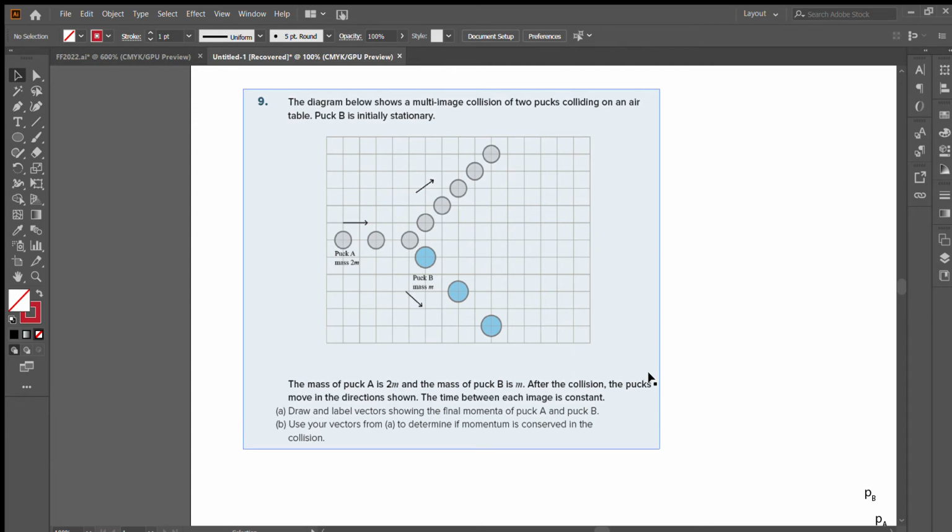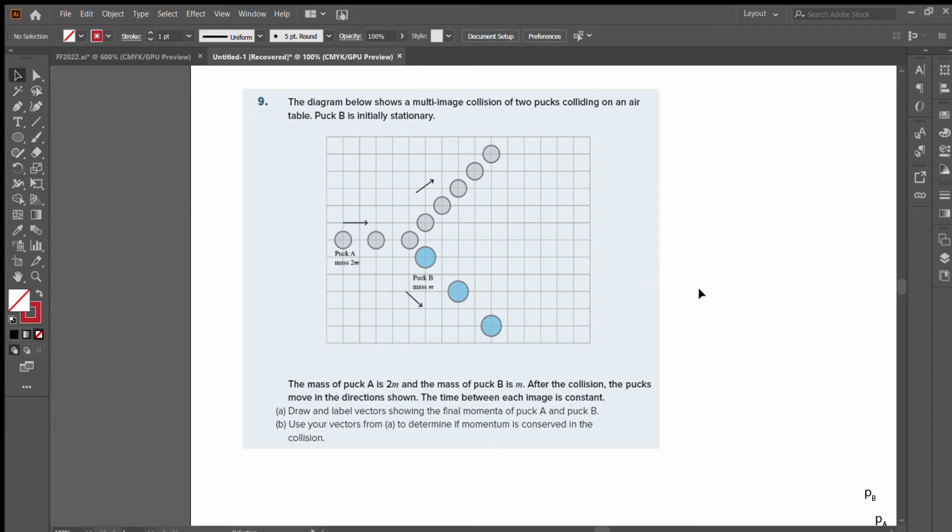Now when we're drawing vectors here using a multi-image diagram, if something like a puck has double the mass, then we need to go over double the number of spaces between these images. So if this has a mass of 2m, then we're going to draw our vectors so it goes across 3 images. Since puck B only has mass m, we need to only go across 2 images. That's probably the most difficult part of answering these questions. The rest is fairly straightforward.